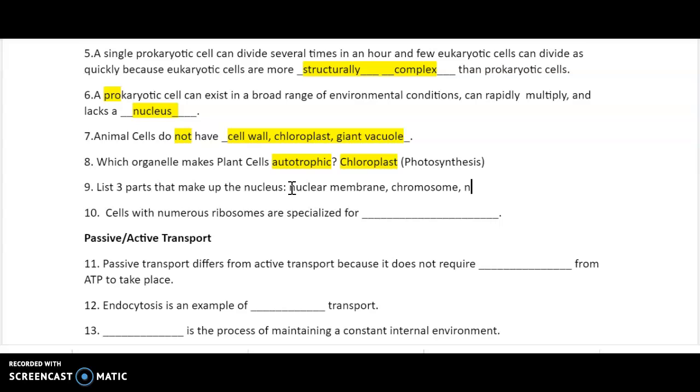And also inside the nucleus we have the nucleolus. The nucleolus is responsible for making ribosomes. So 3 parts to the nucleus: the nuclear membrane, the chromosomes that are inside, and the nucleolus that is inside. Chromosomes have the genetic material, and the nucleolus is making ribosomes. Cells with numerous ribosomes, there's our keyword again, ribosomes, are specialized for, well, ribosomes do what? Ribosomes make proteins. So cells with lots of ribosomes are specialized for protein synthesis. Synthesis means to make. Ribosomes, protein synthesis.